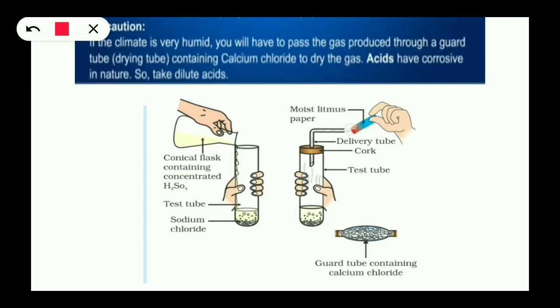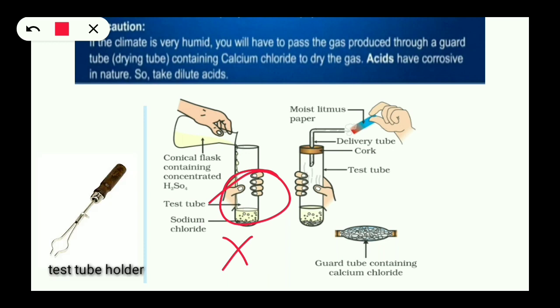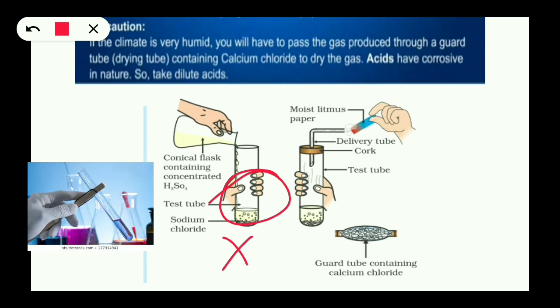Understood children? But a small precaution we have to take here children. While we work with concentrated acids, we should not hold like this with bare hands. Actually this is a wrong process. We have to use one test tube holder, and we have to hold the test tube with the holder. Concentrated H2SO4 is very dangerous children. Concentrated acids or bases are very dangerous and if they fall on our hands they may burn. So we have to use one test tube holder to hold while doing the experiment.